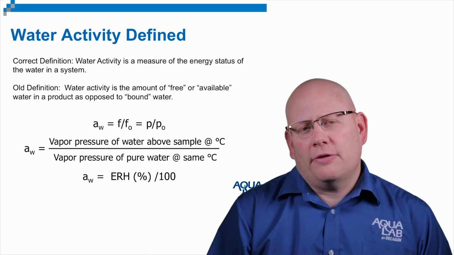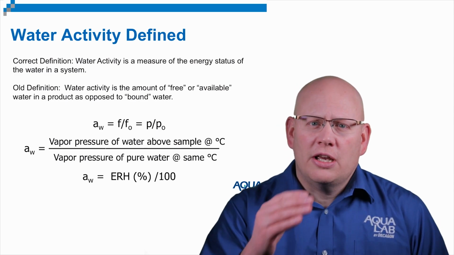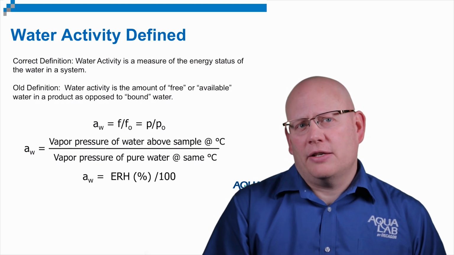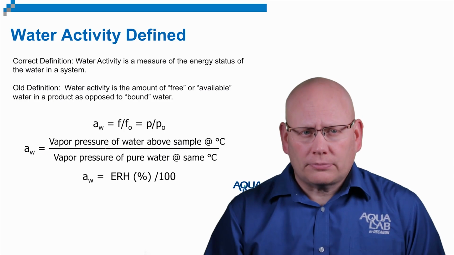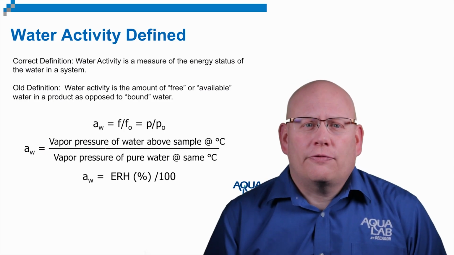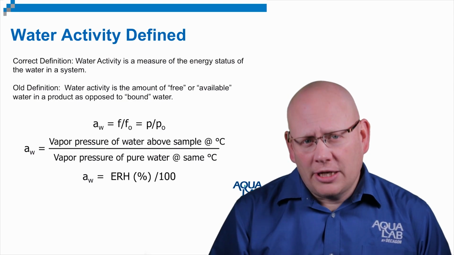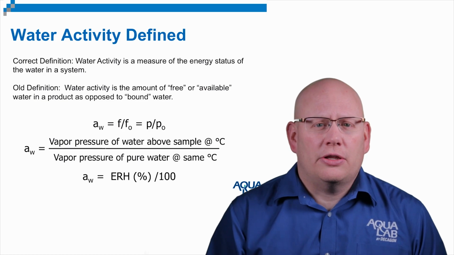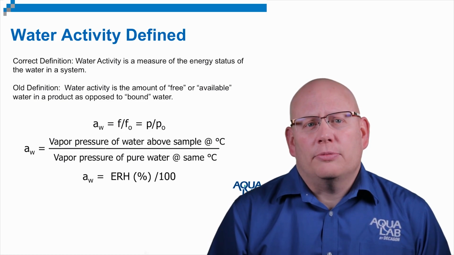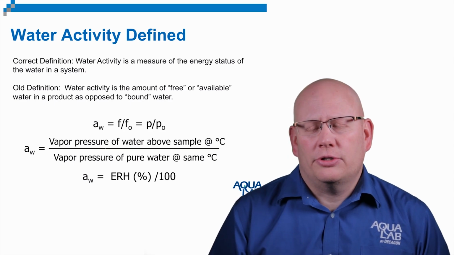Compare that to the saturated vapor pressure, and we get a water activity, which is a ratio of how much energy the water in that system has in comparison to what it would have if you were dealing with pure water. So that's our correct definition for water activity. It so happens that equilibrium relative humidity is the same thing as water activity. One is reported as a percentage and the other is reported as a decimal. So if you have equilibrium relative humidity, to get to water activity, all you have to do is divide by 100.